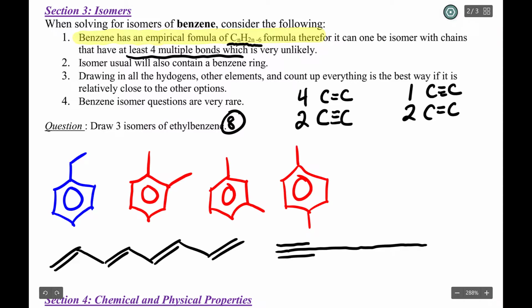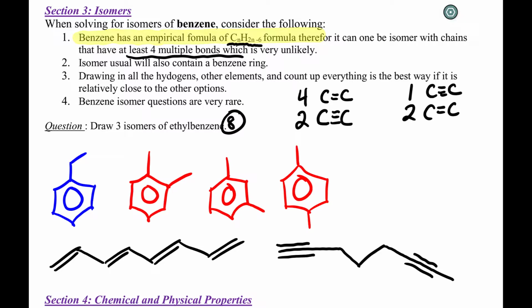1, 2, 3, 4, 5, 6, 7, 8, something like that. I don't even know if such a thing exists, but it is possible. So this would be 2 triple bonds. Here's 4 double bonds. Those are possibilities.